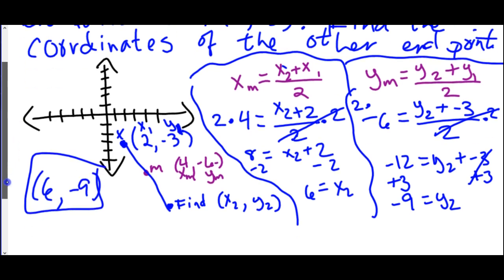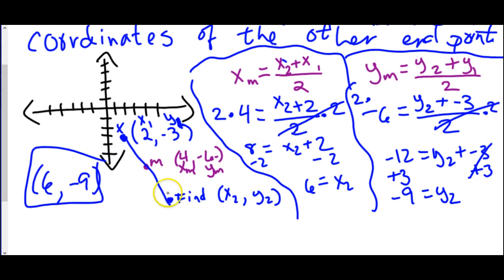Now you can double check it by saying, well, does that look like it's in the right spot? If I went right 1, 2, 3, 4, 5, 6 and down 6, 7, 8, 9, I did a pretty good approximation. That does look correct. So that ends our discussion on distance formula and midpoint formula.